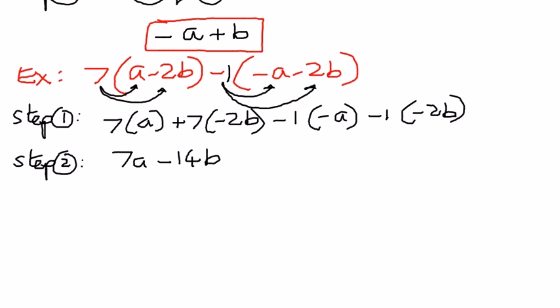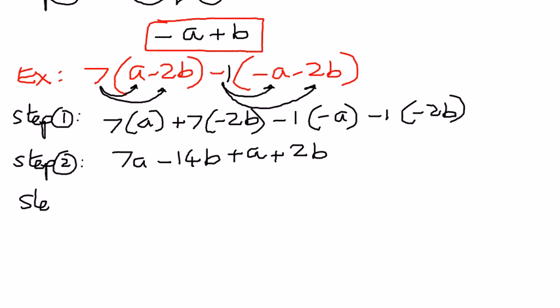Negative 1 times negative a. Negative times negative is a positive. 1 times a is an a. So that's the way it simplifies. Then the last term here, negative 1 times negative 2b. Negative times negative is a positive. 1 times 2b is just 2b, right?